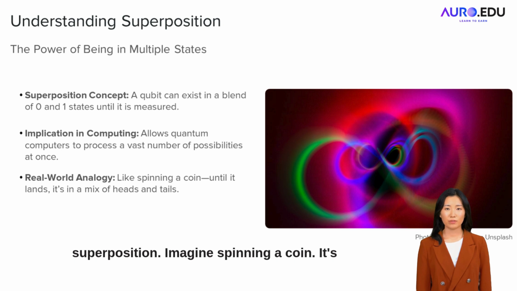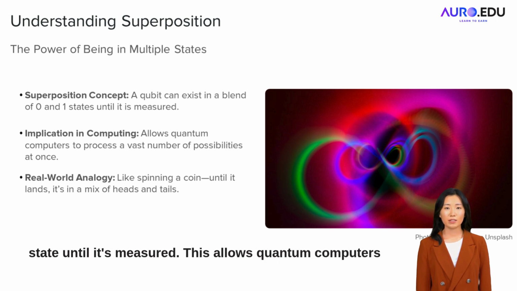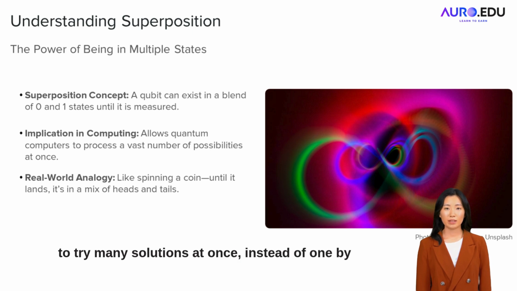Understanding superposition. Imagine spinning a coin. It's not heads or tails until it lands. That's what superposition is like. A qubit stays in a mixed state until it's measured. This allows quantum computers to try many solutions at once, instead of one by one like regular computers. Superposition gives quantum computing its amazing power.